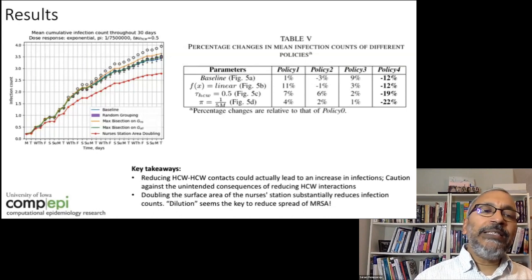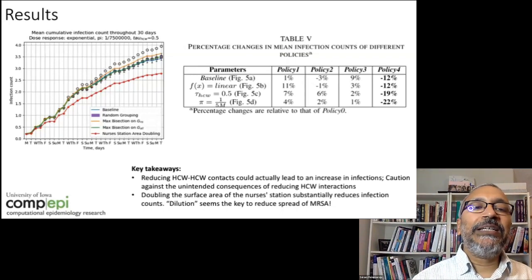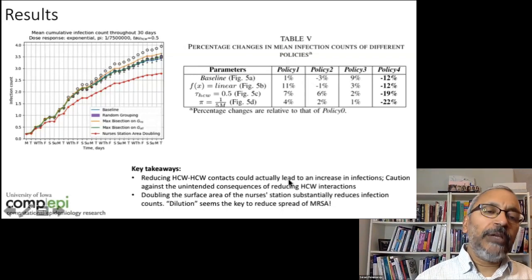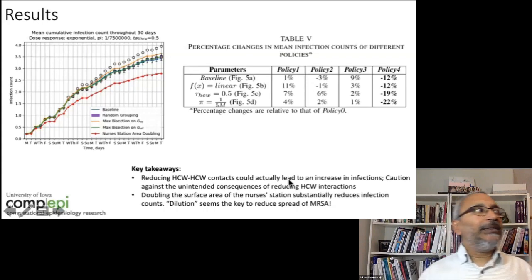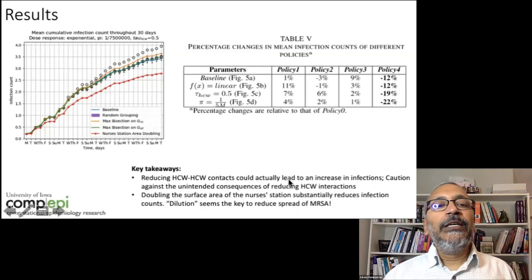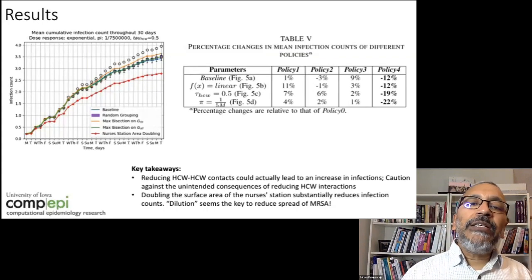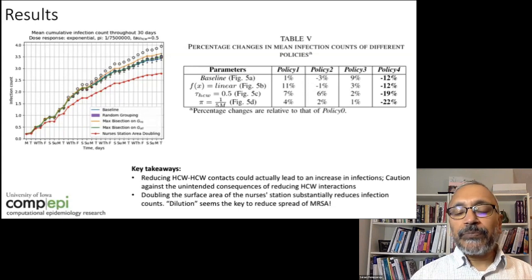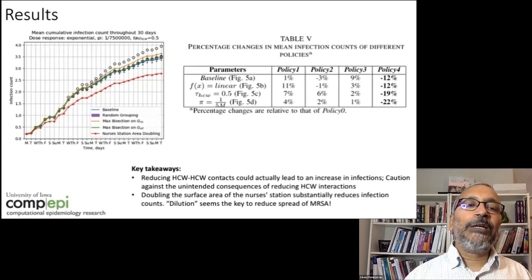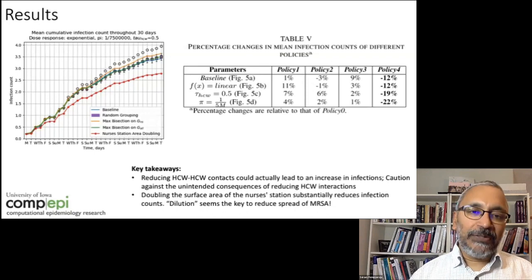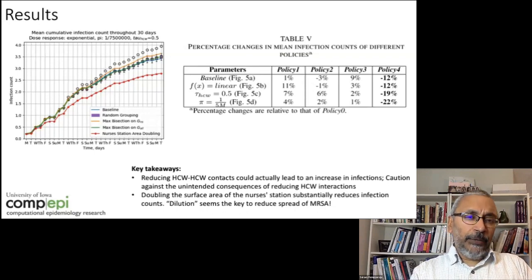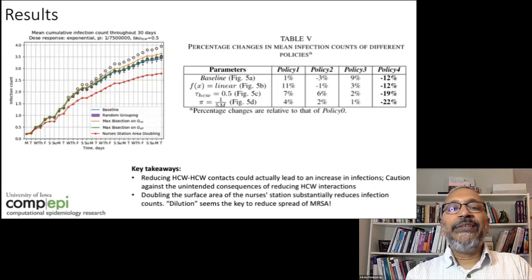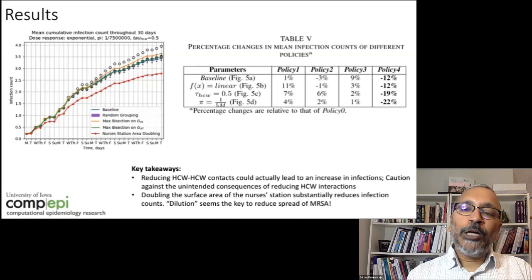The other surprising, or at least to us, it was a bit surprising, takeaway from this is that reducing healthcare worker contacts could actually lead to an increase in infections in this model. And this is a bit of a cautionary tale, I guess, because in most models of disease spread, you would expect that as you remove edges from a network, that monotonically decreases the spread of infection. But that's not quite the case here.